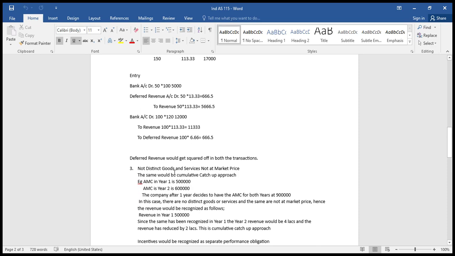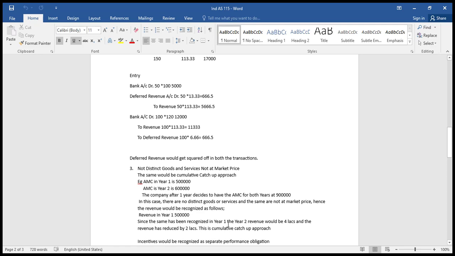Third, not distinct goods and services and not at market price. The same would be cumulative catch-up approach. AMC in year 1 is 5 lakh and AMC in year 2 is 6 lakh. The company after 1 year decides that the AMC for both years is 9 lakh. In this case, there are no distinct goods and services and the same is not at market price. Hence, the revenue will be recognized as follows. Revenue in year 1 will be 5 lakh.